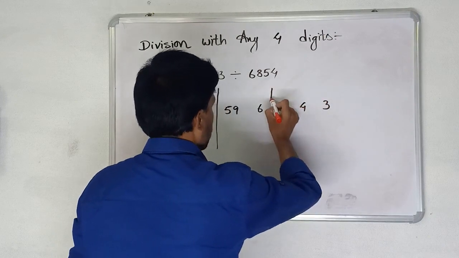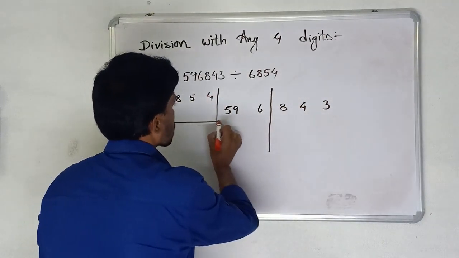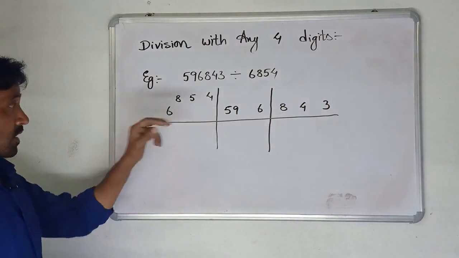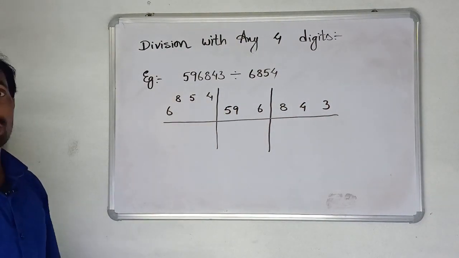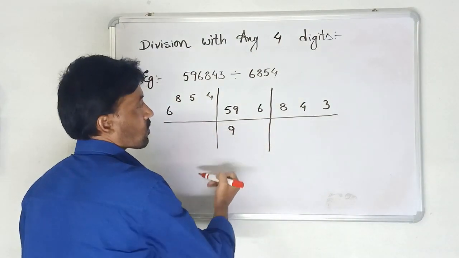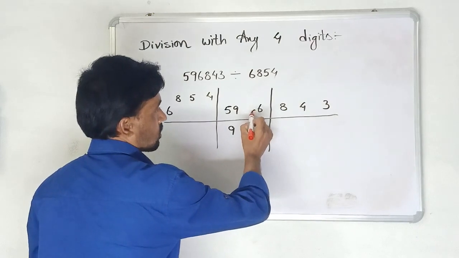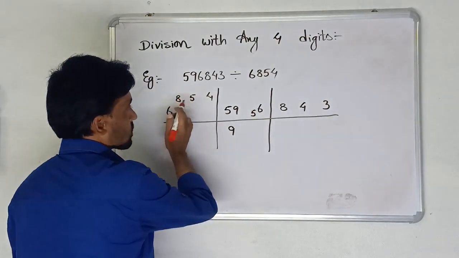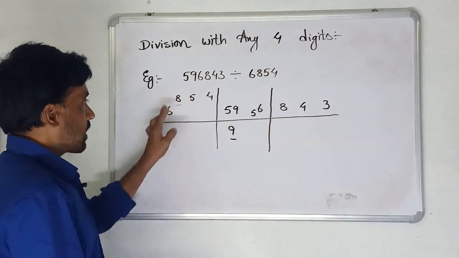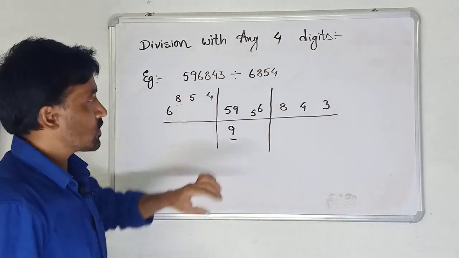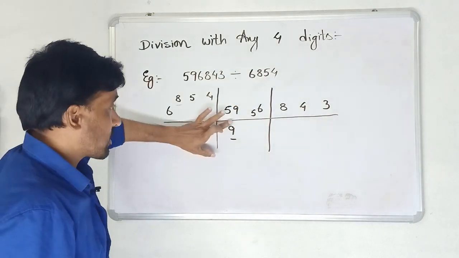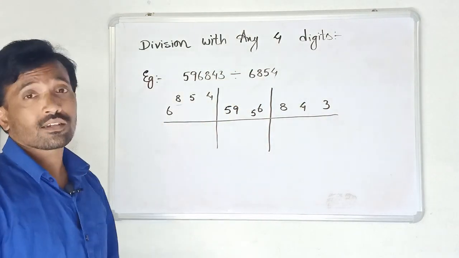The suffix has 3 digits, which is to be partitioned from the right-hand side after 3 digits, like this. Now 59 divided by 6 is how many times? 9 times, 6 times 9 is 54, and it leaves remainder 5. Now look, the suffix is 8 and the quotient is 9. 8 times 9 is 72. Is it possible to subtract it from 56? No. That's why it does not divide 9 times.